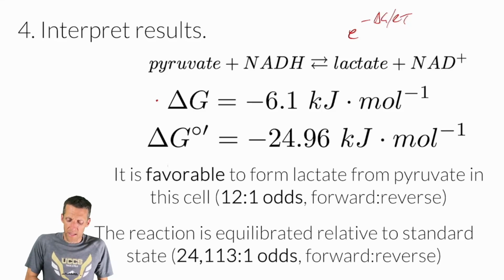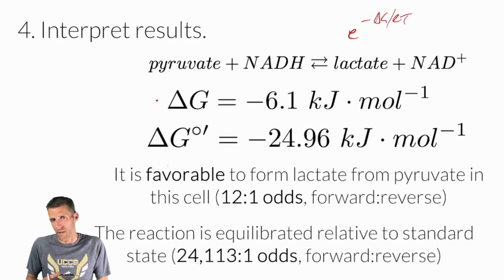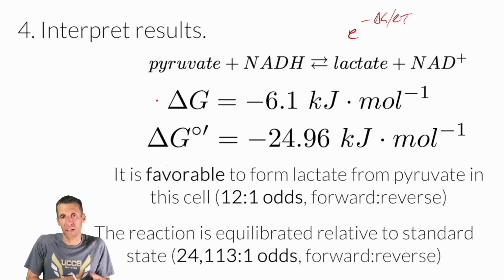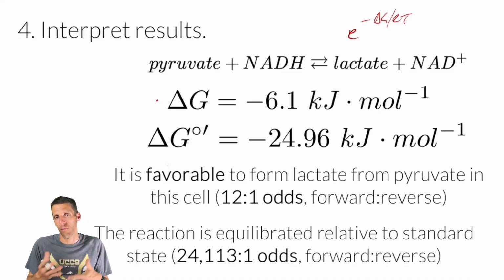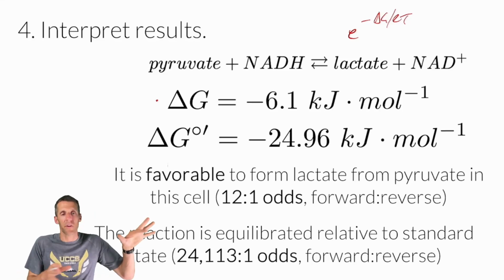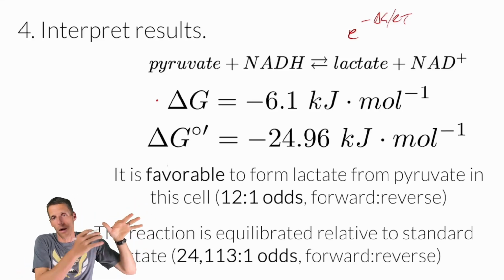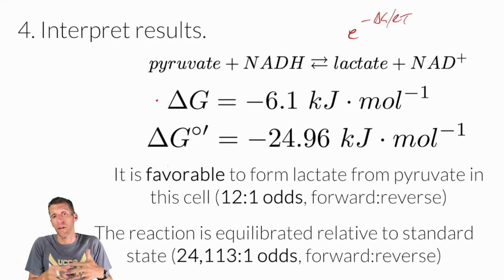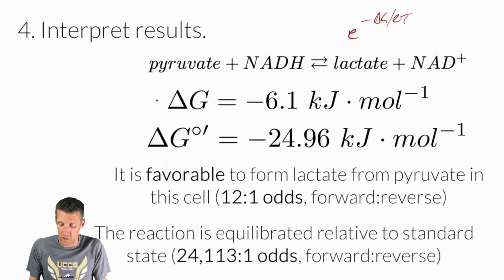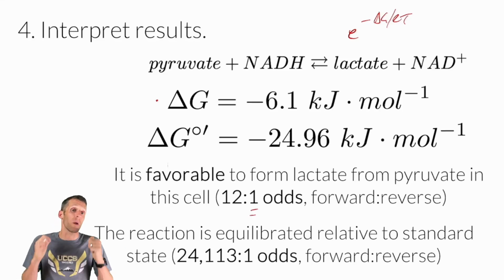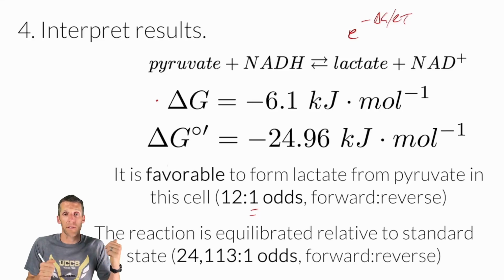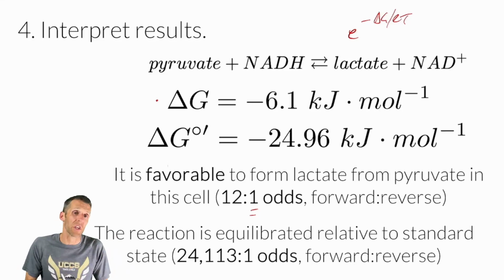But then also that the reaction has equilibrated relative to the standard state, right? So in standard state, it would be 24,000 to 1 odds favoring forward over reverse. And here we're only getting 12 to 1. What that means is that there's been time for the reaction, that things have equilibrated relative to what they could be. So this reaction is approaching an equilibrium point where we're already seeing significant back reactions, right? 1 out of every 12 reactions we see will be a backwards reaction. So it's actually getting quite close to equilibrium in the cell.